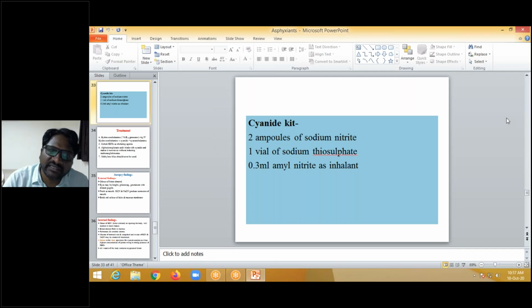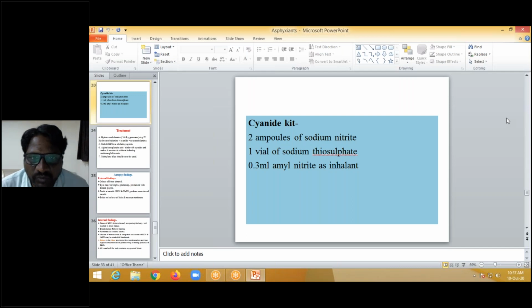This is the cyanide kit. First of all, amyl nitrite as an inhalant you have to give. Then after that, 1 vial of sodium thiosulfate and sodium nitrite you have to give. Already we discussed that in the treatment. So the cyanide kit you have to remember, it is an entrance question also.